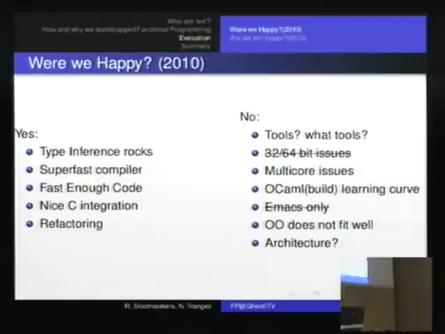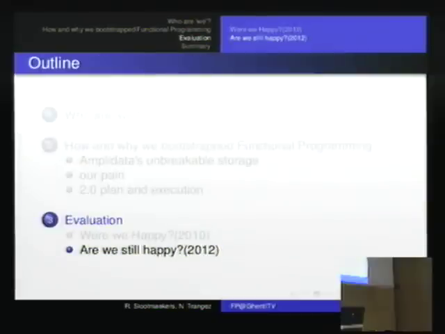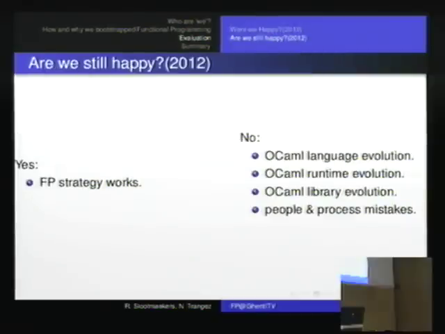So, a few years down the road, are we still happy? Yes, the functional programming strategy works. In the end, it fits our problem. With distributed systems, we don't do complex things, and the complex things we do, like the generation and the solving of the systems, are not done in OCaml, because we think it's not the right domain. But in general, it works.